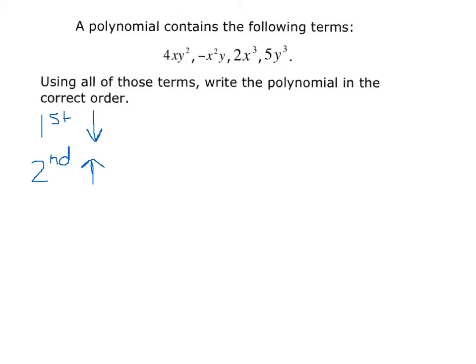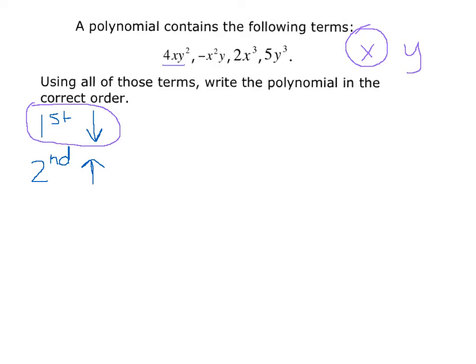We have 4xy squared, we have a negative x squared y, 2x to the third, and a 5y to the third. So the two variables we're working with are x and y. So if we go back to this idea that the first alphabetically variable needs to be in descending order, we need to look at the variable that comes first in the alphabet. So that's our x terms.